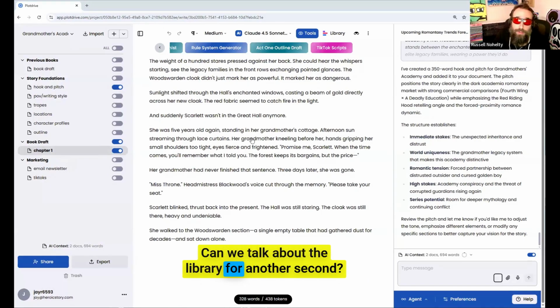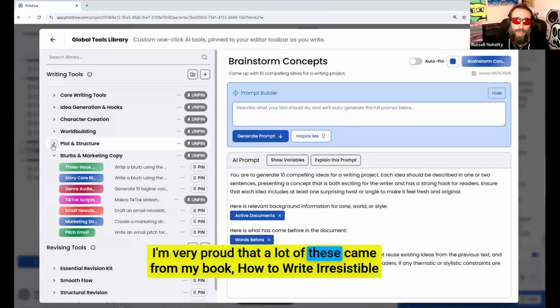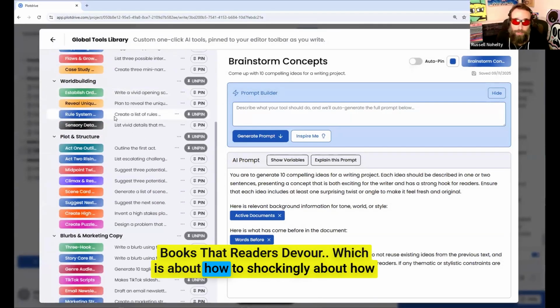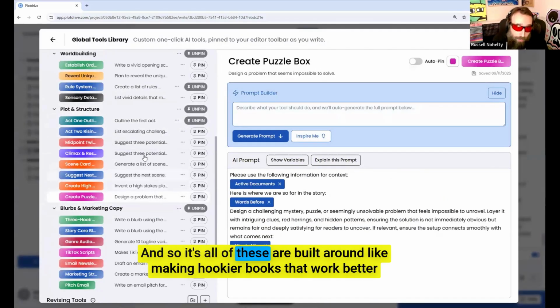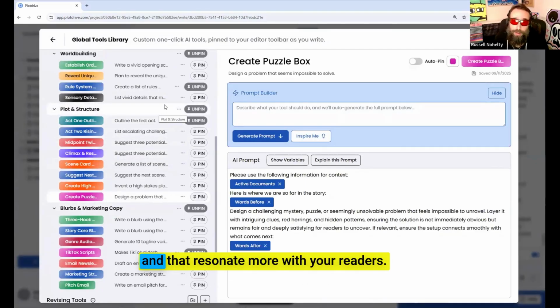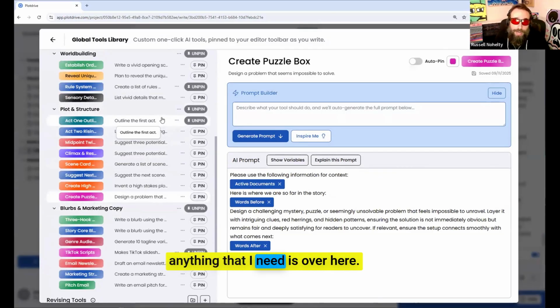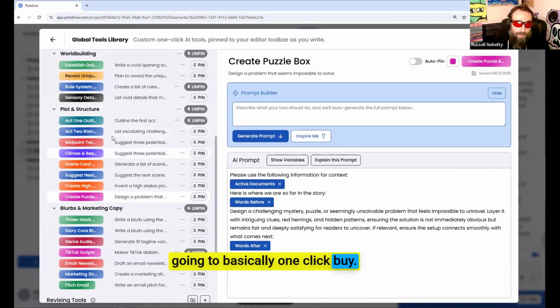Can we talk about the library for another second? Can you just go to the library? I'm very proud that a lot of these came from my book, How to Write Irresistible Books That Readers Devour, which is, shockingly, about how to write books that readers devour. All of these are built around making hookier books that work better and that resonate more with your readers. I do make my own prompts sometimes, but in general, anything that I need is over here, because it's specifically about how to make books that people are going to basically one click buy.